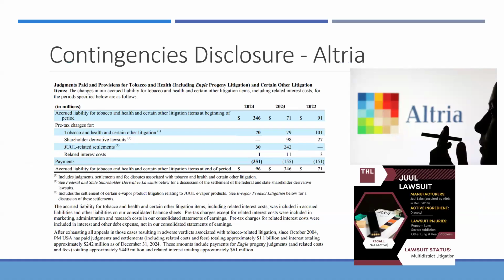There are a lot of contingency disclosures, and no one is more proud of their contingency disclosures than cigarette companies, because cigarettes are terrible and vaping is terrible. For example, Altria has a running account to disclose their lawsuit liability. There was a Juul lawsuit, which said this is the active ingredient and it causes all these lung problems. They have an accrued liability of 91 million in 2022, 71 million in 2023, and then 346 million in 2024.